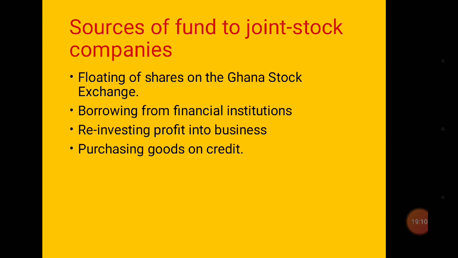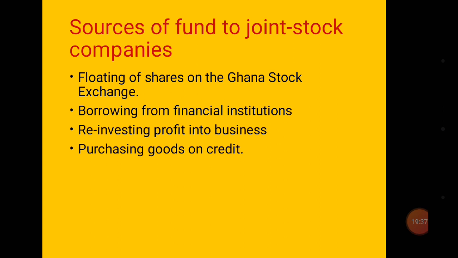How do they make money? How do they gather money to start up, or to reinvest into the business, or to expand the business? How do they get money? Floating of shares on the Ghana Stock Exchange is one. So they float shares. Oh, this company is floating shares. You can buy 1 share or 2 shares, or a minimum of 10 shares, a minimum of 100 shares.